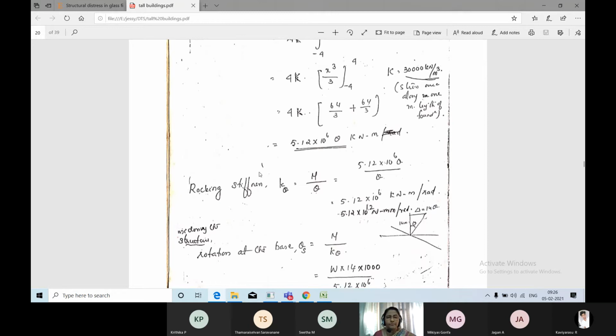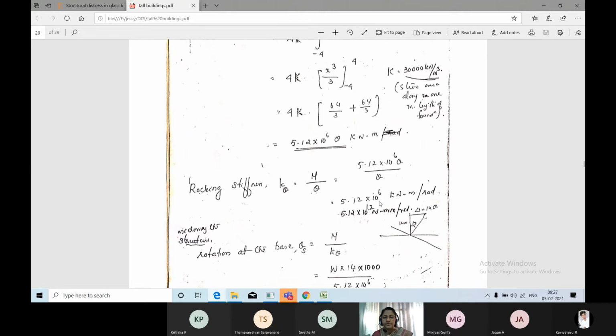Now once you find out this particular moment, the rocking stiffness, that is the rotation stiffness. Okay, the rotation stiffness, the rocking stiffness, k theta is equal to m by theta. Stiffness can also be represented as moment by rotation or load by deflection. So once I get the moment here, this m by theta will give me the rocking stiffness for that particular element.